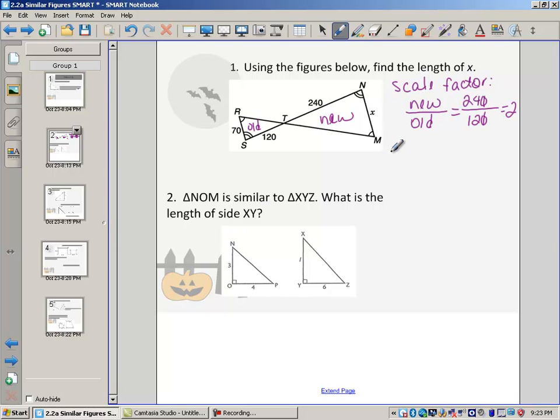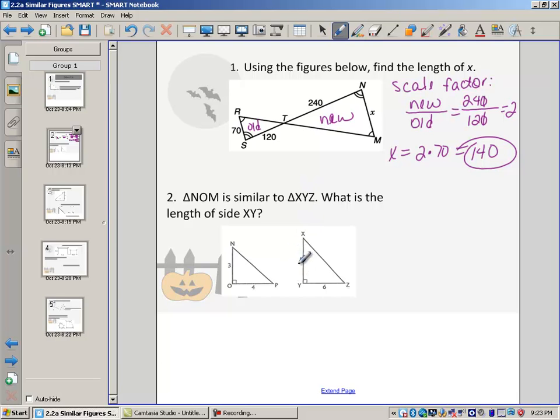So if I want to find x, I take the scale factor, which was 2, and multiply it times the corresponding side, or the side that corresponds to x. Well, x is this base down here, so the side in the old one that corresponds is the 70, so I'm going to multiply by 70. Well, 2 times 70 is 140. That's the missing side. So I found my scale factor, and then I took my scale factor times the corresponding side to get the one that's missing. So let's do number 2.